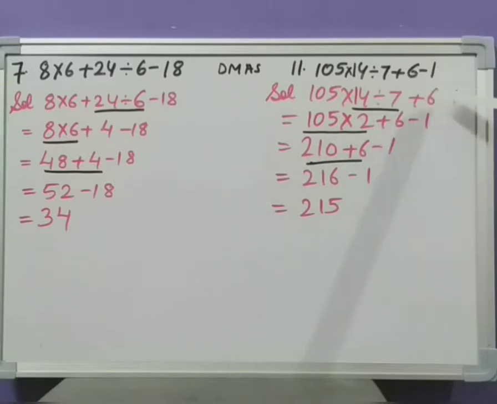Question number 11. Again we are going to follow the same steps, that is DMAS. First find out the division, that is here 14 divided by 7, then 105 multiplied by 2 plus 6 minus 1. Now find out the multiplication, that is here 105 multiplied by 2, that is 210, plus 6 minus 1 as it is. Then after adding we got 216, then minus 1, that is equals to 215.